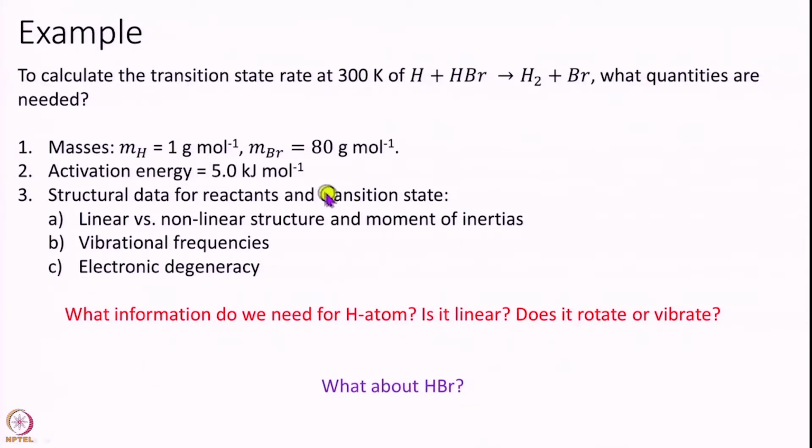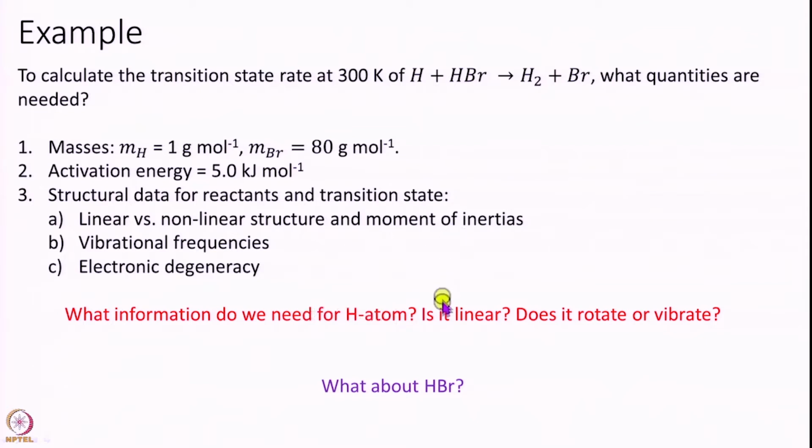So, the masses we know: 1 gram per mole and 80 gram per mole. I have just looked up the periodic table, that is all. The activation energy of this problem is known as 5 kilojoules per mole, so we are going to use that. Alright. So, let us start asking about the structural information. I have the reactants H and HBr. So, let us start with H.